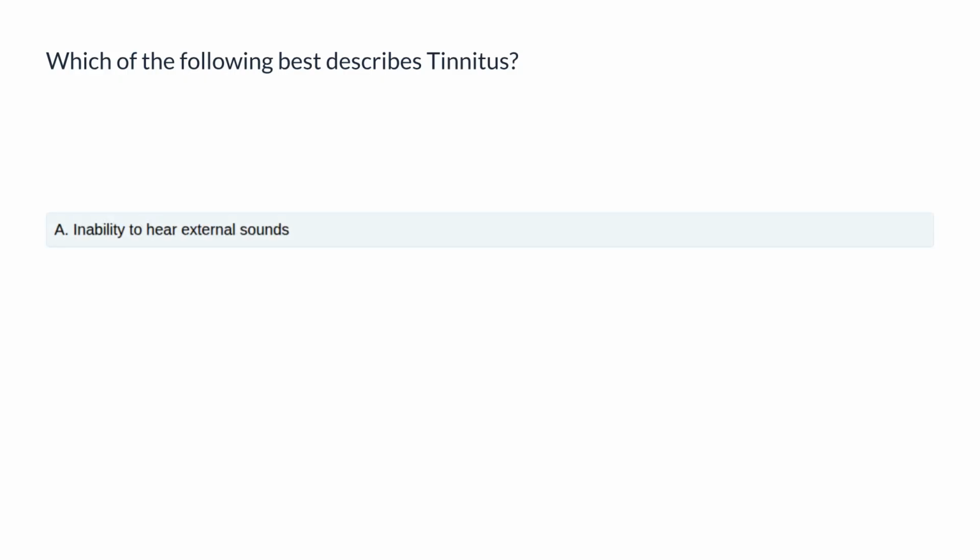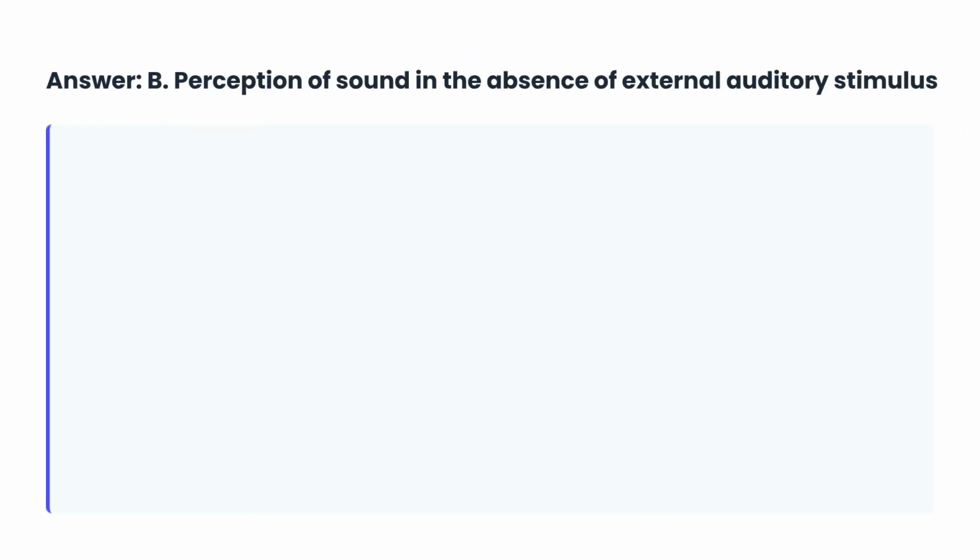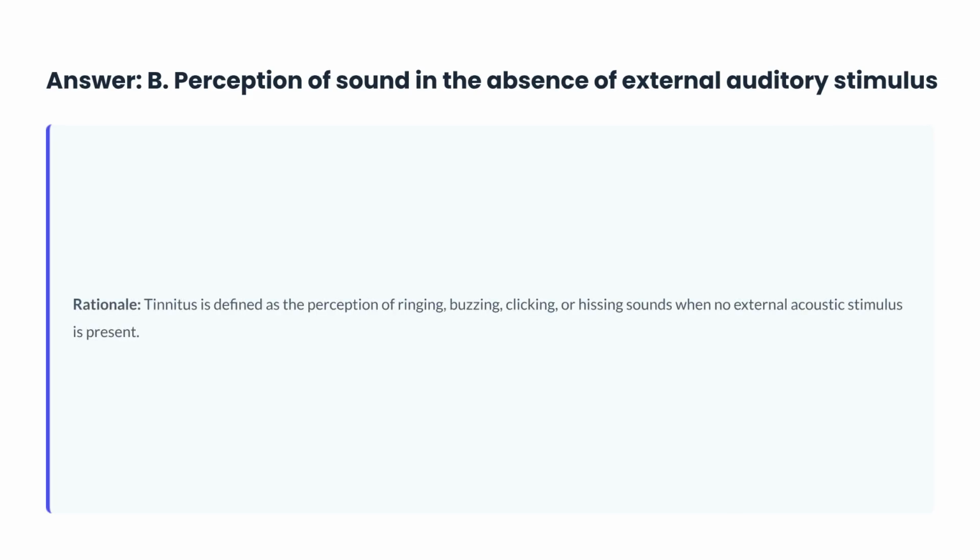Let's start with our first question. Which of the following best describes tinnitus? Is it the inability to hear external sounds, perception of sound in the absence of external auditory stimulus, severe vertigo and loss of balance, or acute inflammation of the middle ear? The correct answer is B, perception of sound in the absence of external auditory stimulus. Tinnitus is defined as the perception of sounds like ringing, buzzing, clicking, or hissing when no external acoustic stimulus is present.